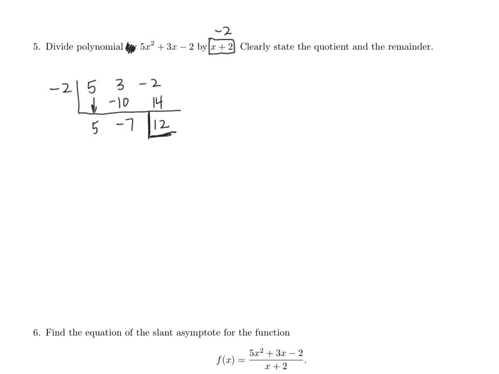It says clearly state the quotient and the remainder. So the quotient is what's left other than the remainder. Since we started with an x squared, this one is going to be an x. So we're going to have 5x minus 7. So that's the quotient. And the remainder is the 12. That's what's left over, right? So there we go.